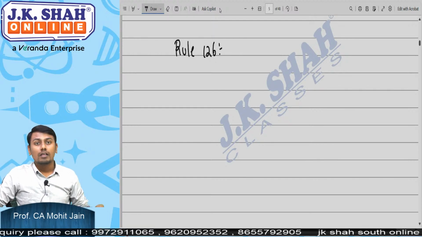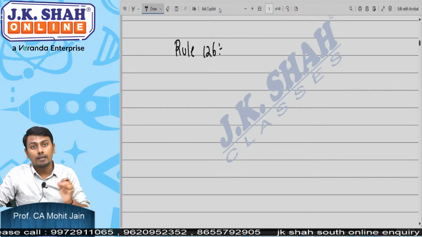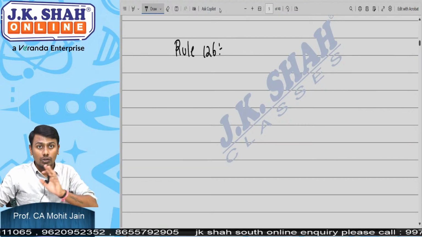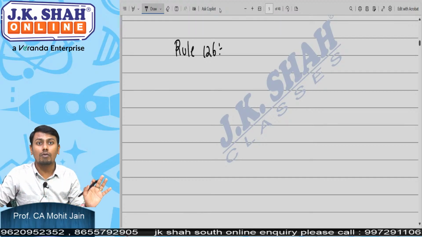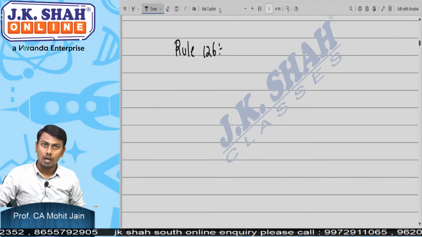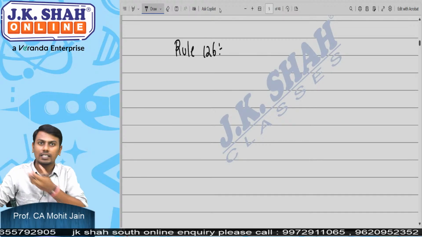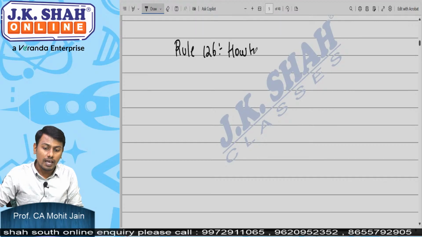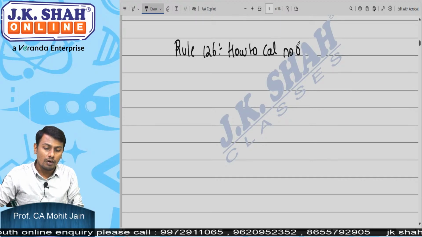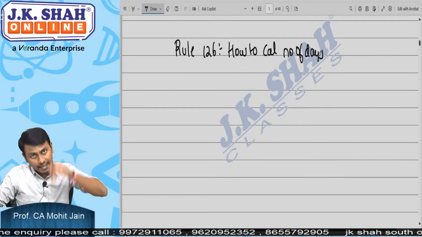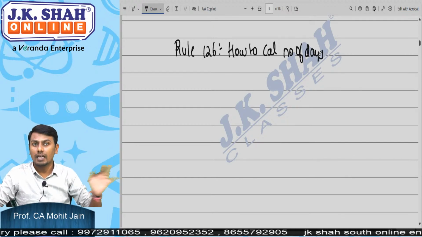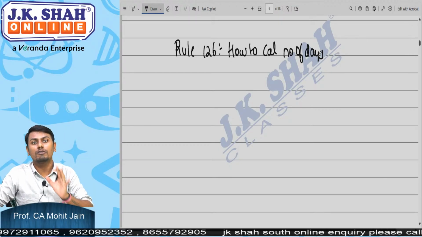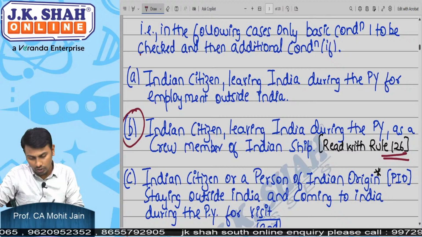People, this rule will only help us to calculate the number of days in India or outside India. This rule is nowhere talking about residential status. How you determine residential status is the same, whatever we have learned till now. This rule will only say how to calculate the number of days of stay in India and outside India, for crew members of ship. Am I clear? Now let us go through this rule.